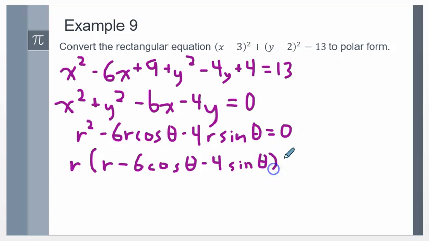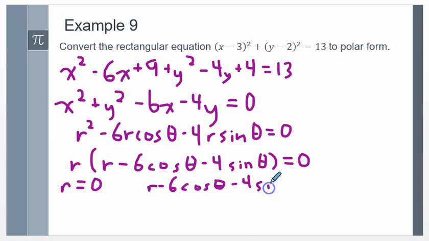Then, remember that we have something called the zero product property. If you have 2 numbers, I have one number which is just r, and then the other number is all of this stuff inside of parentheses. Those 2 numbers are being multiplied together, set equal to 0, which means I can solve for the one on the left and the one on the right separately. So if I write r minus 6 cosine of theta minus 4 sine of theta and set it equal to 0.